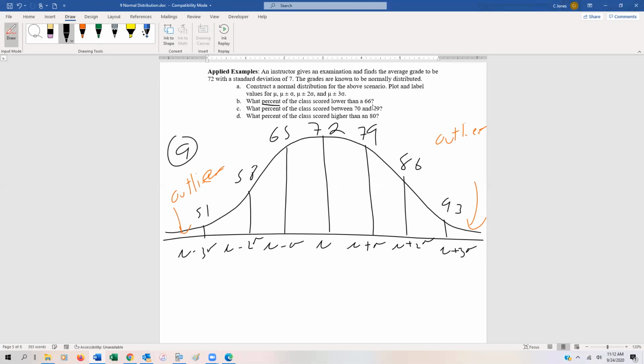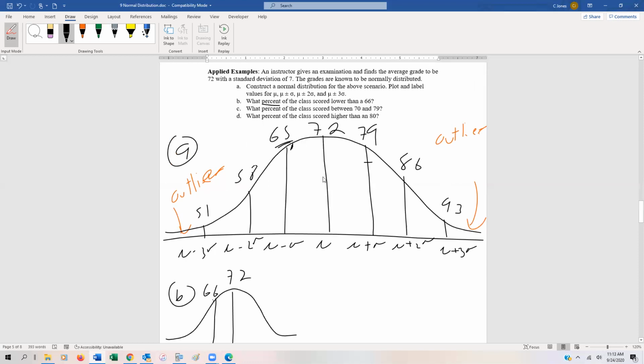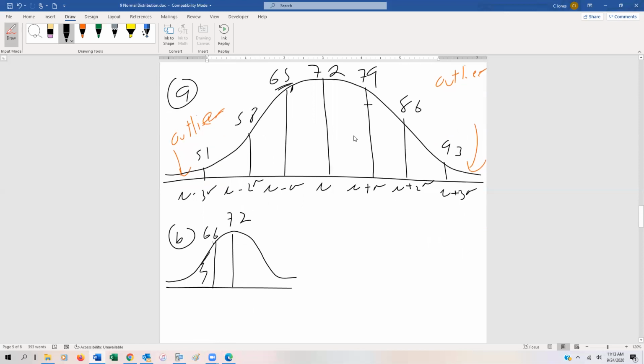And this one says, what percent of the class scored lower than a 66? So first of all, we're going to construct the distribution just to get an idea of what we should be looking for. So in the middle is 72. Notice right here is 65, so 66 is like right about here. So it's kind of close to 72. That might be a reason that we go through and construct this graph, is to get an idea of where our different values are going to fall. And it does say, what percent of the class scored lower than a 66. So in this case, this is the area that we're interested in.